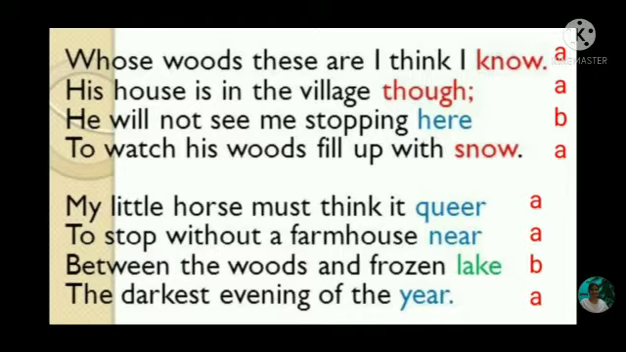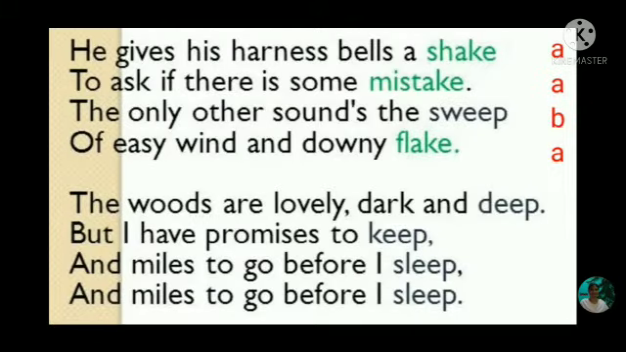In this first stanza, the last words of these lines are no, though, snow. The sounds are the same, so these are known as rhyming words. In the second stanza, queer, near, year. These 3 words are pronounced the same, so these are rhyming words. In the third stanza, shake, mistake, flake. And in the fourth stanza, deep, keep, sleep, sleep. So these are the rhyming words shown in this poem.